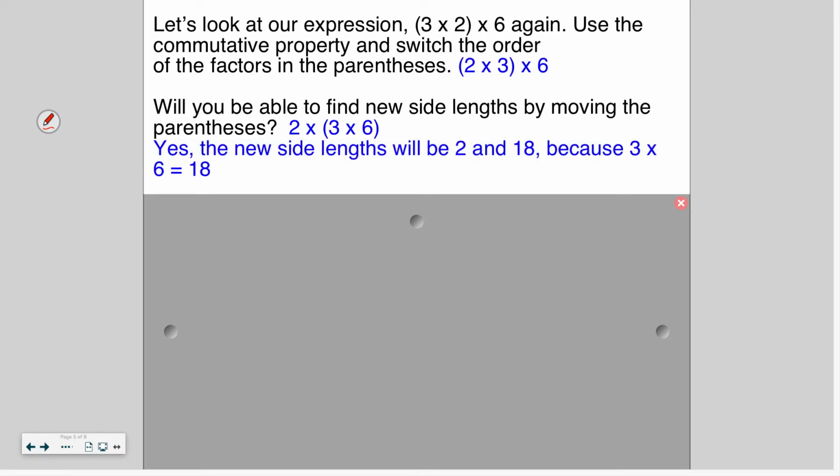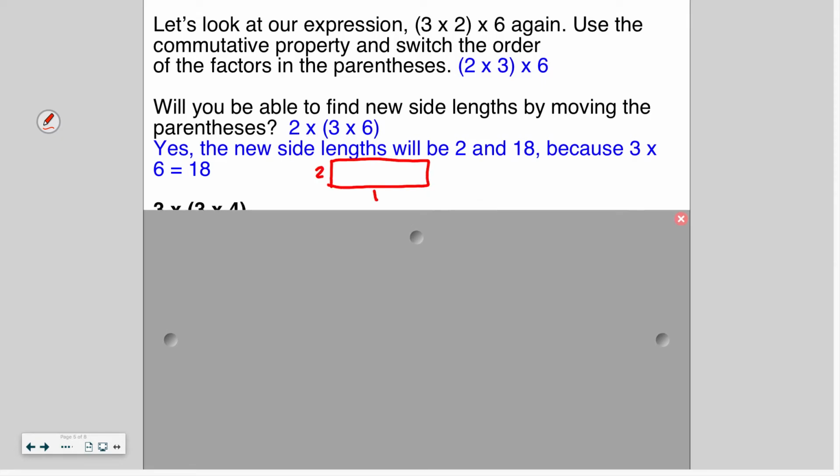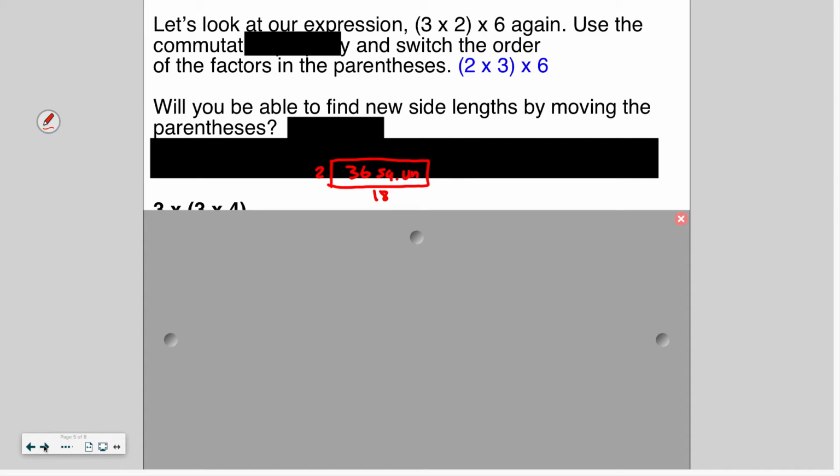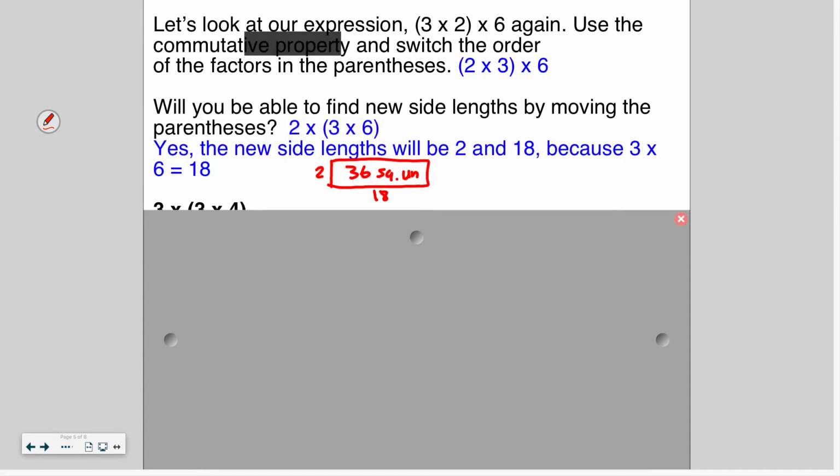So it actually would, because we would now have 2 times 18, because 3 times 6 is 18. So we now have another rectangle, 2 times 18, and it's still going to have the same area of 36 square units. So far we have 3 shapes that have an area of 36 square units: our original 3 times 12, 6 by 6, and 2 by 18.